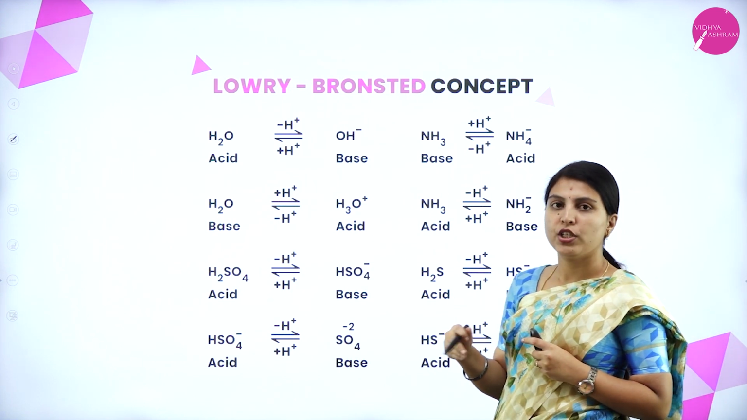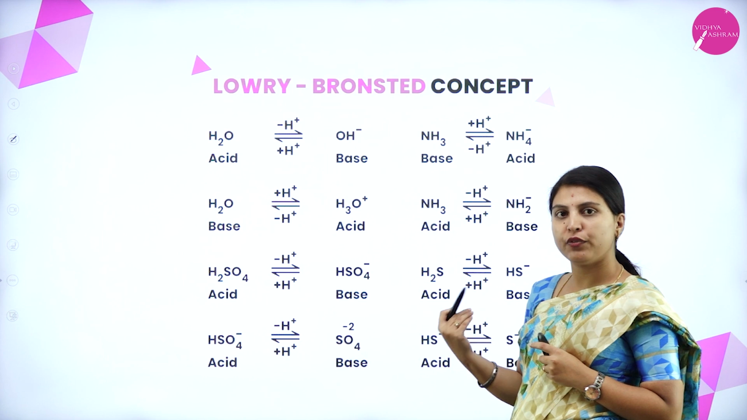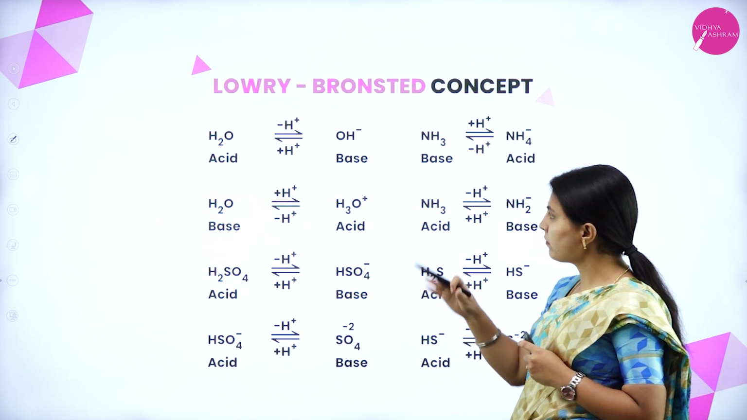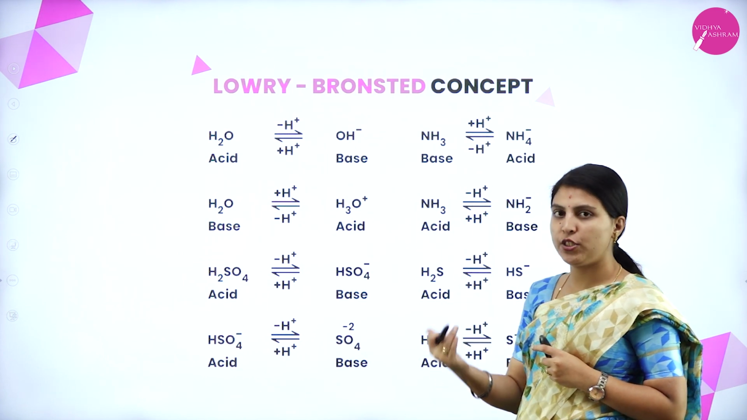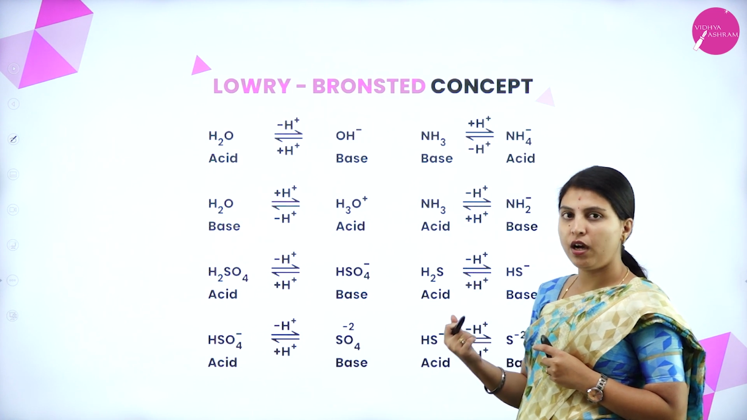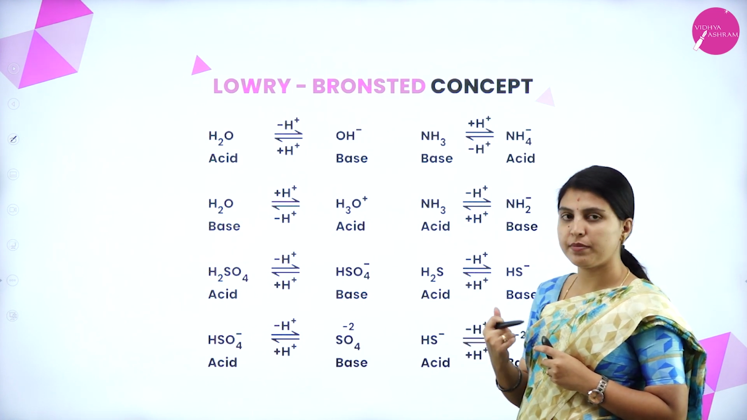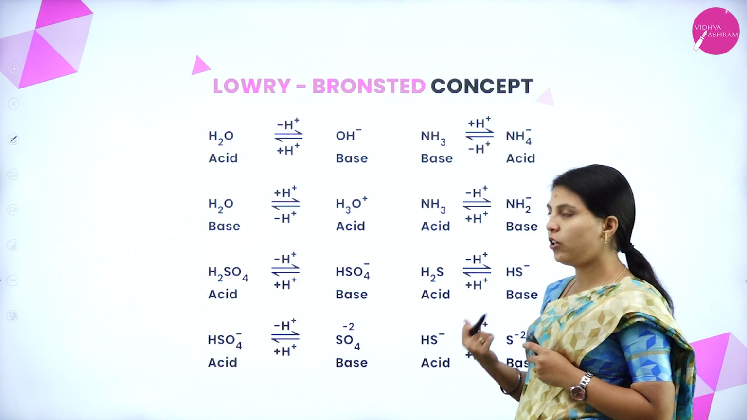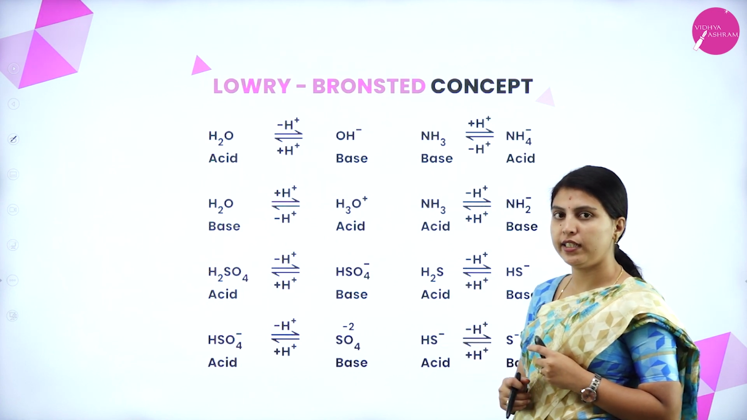So, here, the stronger the acid, the weaker its base; they will form a conjugate pair. And overall, this is how the concept of the H plus ion donating or accepting can be explained.